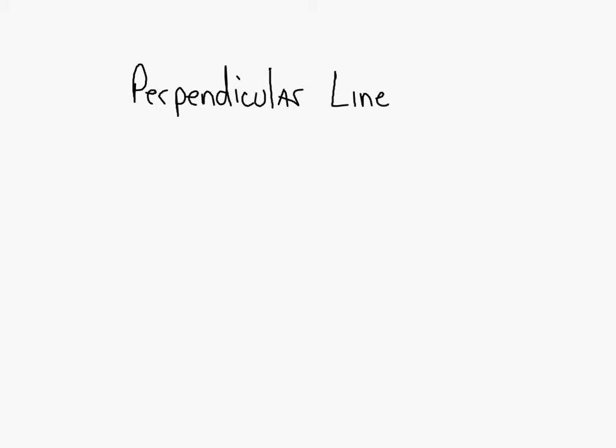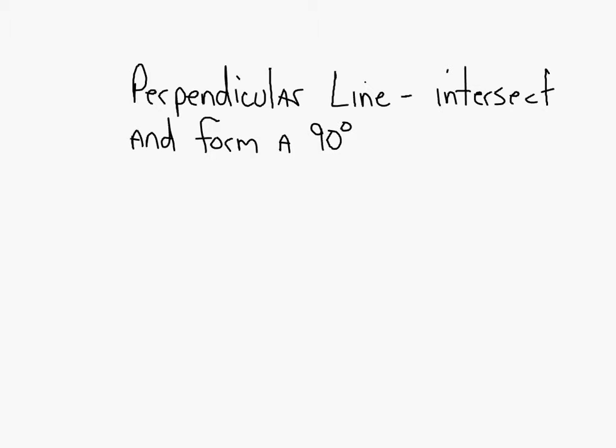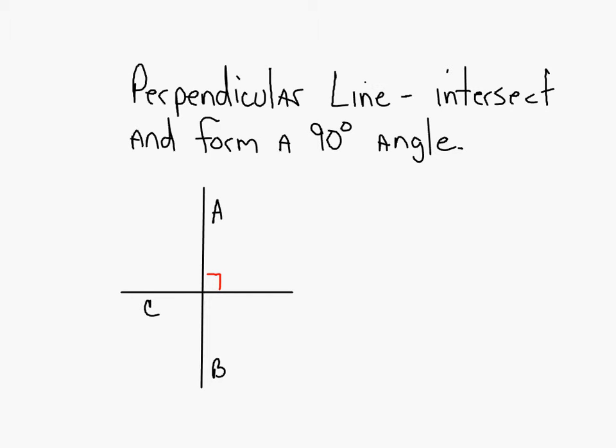Perpendicular lines. They intersect and form a 90-degree angle. Alright, you could say that AB is perpendicular to, there's another symbol for it, perpendicular to CD. AB is perpendicular to CD.